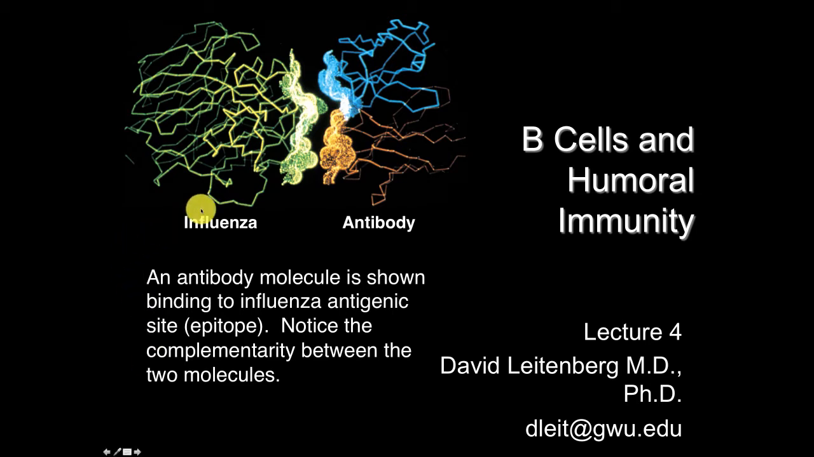In this slide, you can see an X-ray crystallographic structure picture of an antibody molecule, and you can see an antibody binding to an antigen, in this case the influenza virus. The antibody molecule is comprised of a heterodimer, a light chain and a heavy chain, that interacts with a specific epitope or region on the influenza virus. And this lecture is going to focus on how these antibody molecules are made and secreted during an immune response and their role in mediating immunity.